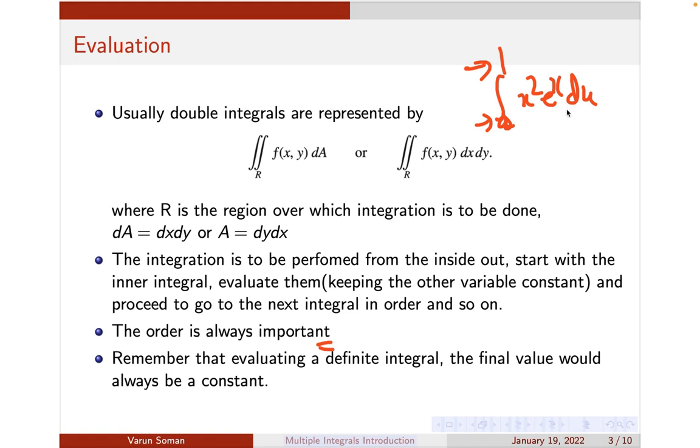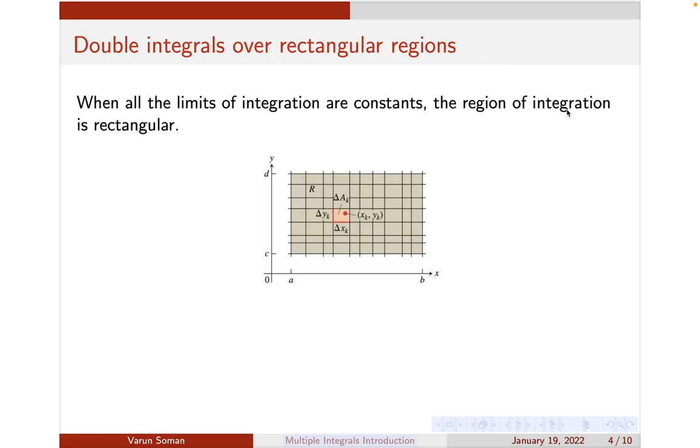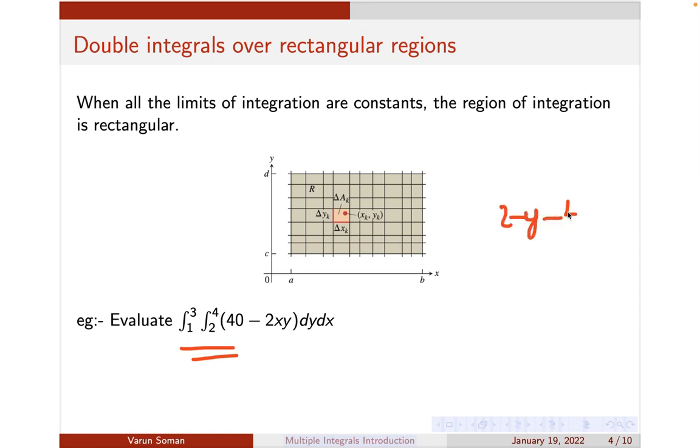Now let us do one problem here. First we will be finding double integrals over rectangular regions. What do I mean by rectangular regions? I'll tell you now. Suppose we have to evaluate this integral. Before evaluating, look at the variation of y. Y is varying from 2 to 4. Suppose this is 2, this is 4. Y is varying from 2 to 4, and x is varying from 1 to 3.